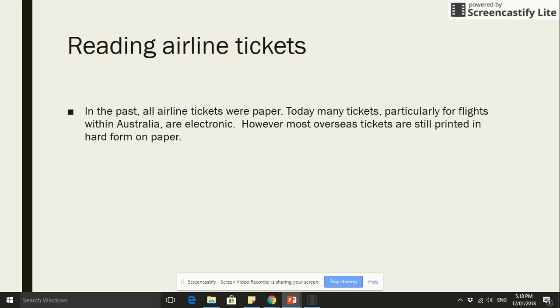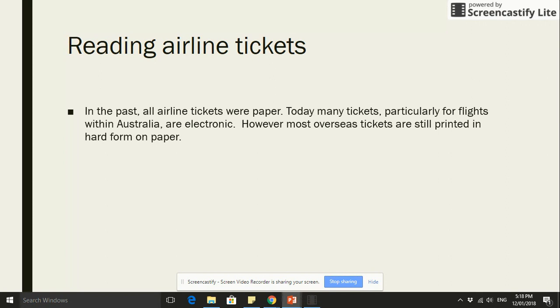Okay, so we're looking at reading airline tickets. In the past, all airline tickets were paper. When I was a travel agent, yes, they were. Today, many tickets, particularly for flights within Australia, are electronic. And as any of you know, you can actually travel without any ticket. You can have a printout with your booking on it.